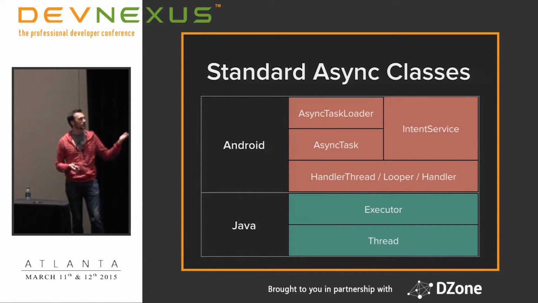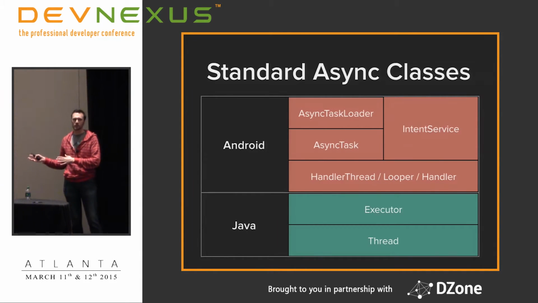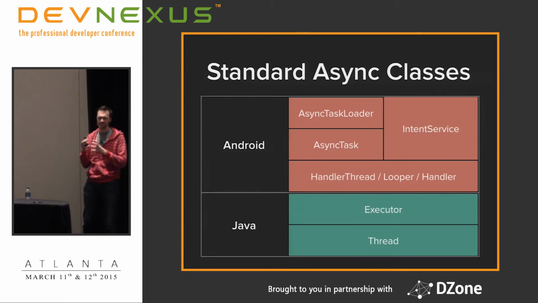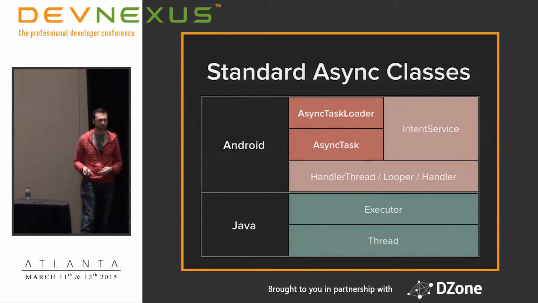Another way to do work on a background thread is an IntentService. This is if you want to do long-running background work that's not tied to a specific screen. You're going to use a service, and IntentService makes this easy to work with. But in this talk, we're going to focus around AsyncTask and AsyncTaskLoader, maybe why they're not the best tools, and some alternatives using RxJava.